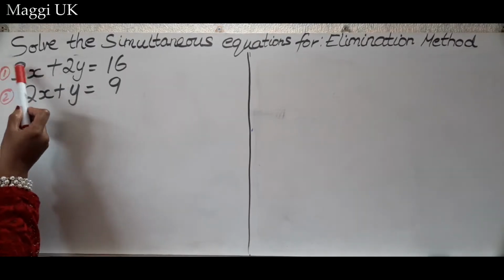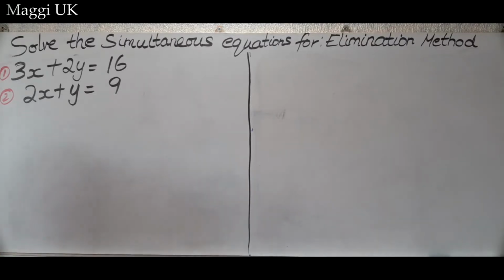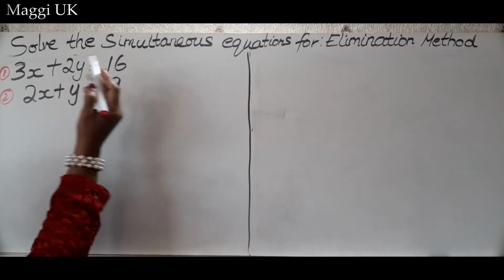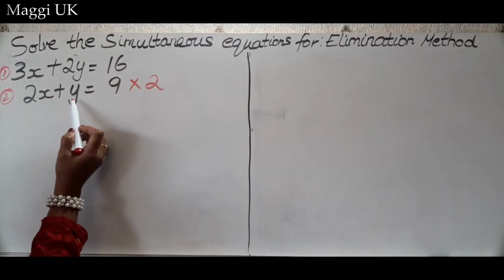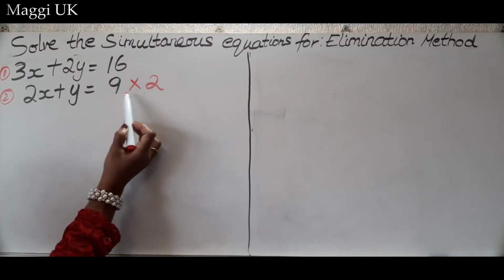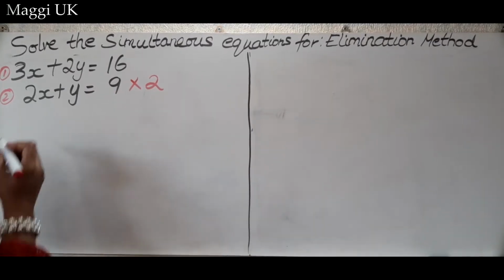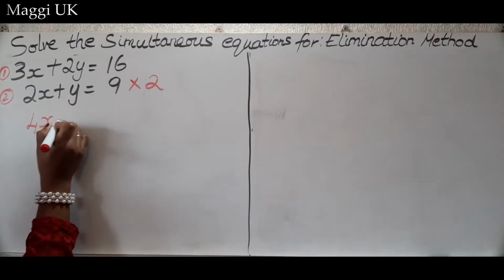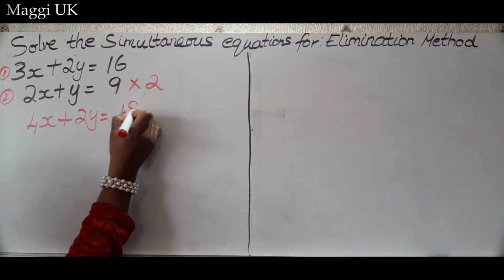So if you have 6 here, it should have a 6 here, or if you have a 2 here, it should have a 2 here. So I'm going to take the second one and multiply it by 2 because I want to make a 2y. So I take the second equation and times that by 2, which will be 2 times 2 is 4x plus 2y equals 9 times 2 is 18.